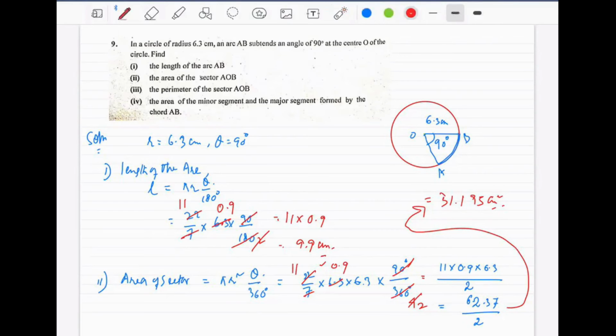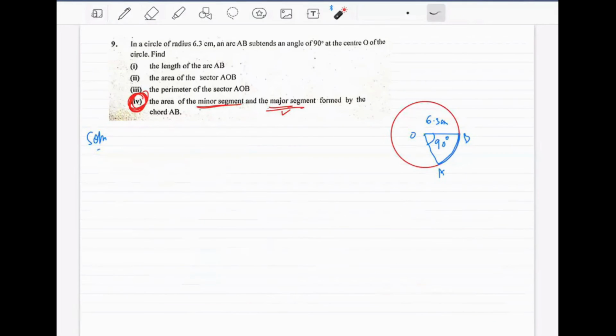I am taking off the Roman number 4. I'm going to show you how to find out the area of minor segment and major segment in another question. Okay, coming to Roman number 3. Let me rub this off. Coming to Roman number 3, I have to find out the perimeter of the sector area. So how to find out the perimeter of the sector?